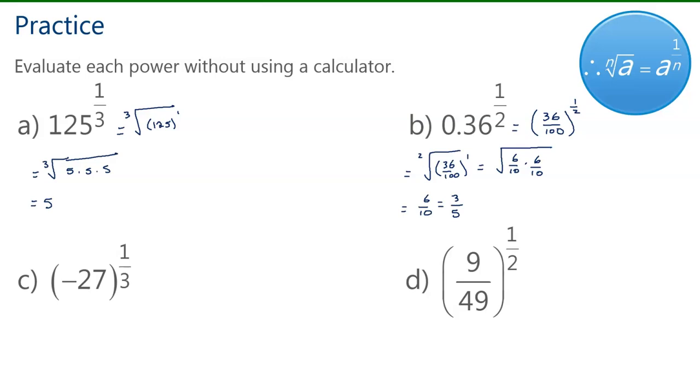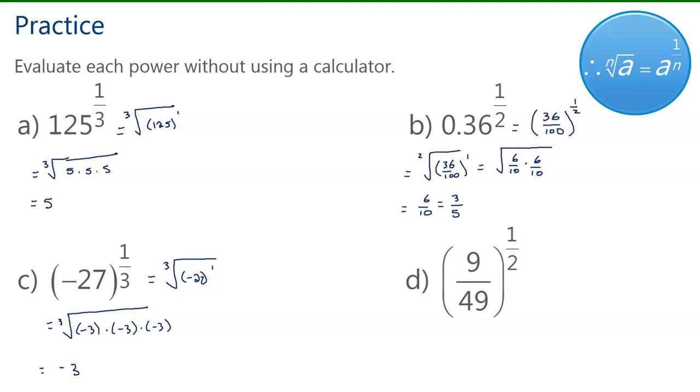Let's look at C. Negative 27 all to the 1/3 is really, according to the rule in the upper right-hand corner, the cube root of negative 27 all to the exponent 1. And this is equal to the cube root of negative 3 times negative 3 times negative 3, which of course the answer is negative 3.